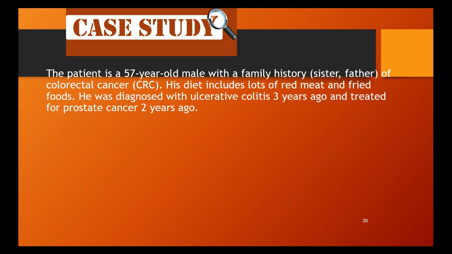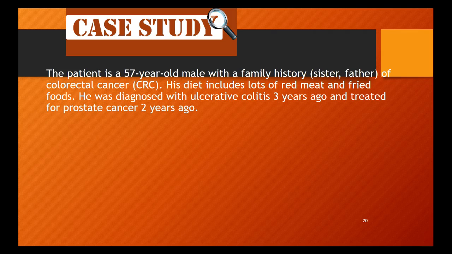The patient is 57 male with a family history. I don't know how much familial history plays a role, but we kicked around numbers like 5%, so it does play a role. I don't know to what degree. So he has a familial history of colorectal cancer, not him himself, but his family, sister and father. He's 57. His diet includes lots of red meat and fried foods. He was diagnosed with ulcerative colitis 3 years ago, and treated for prostate cancer 2 years ago. So that's the case scenario.